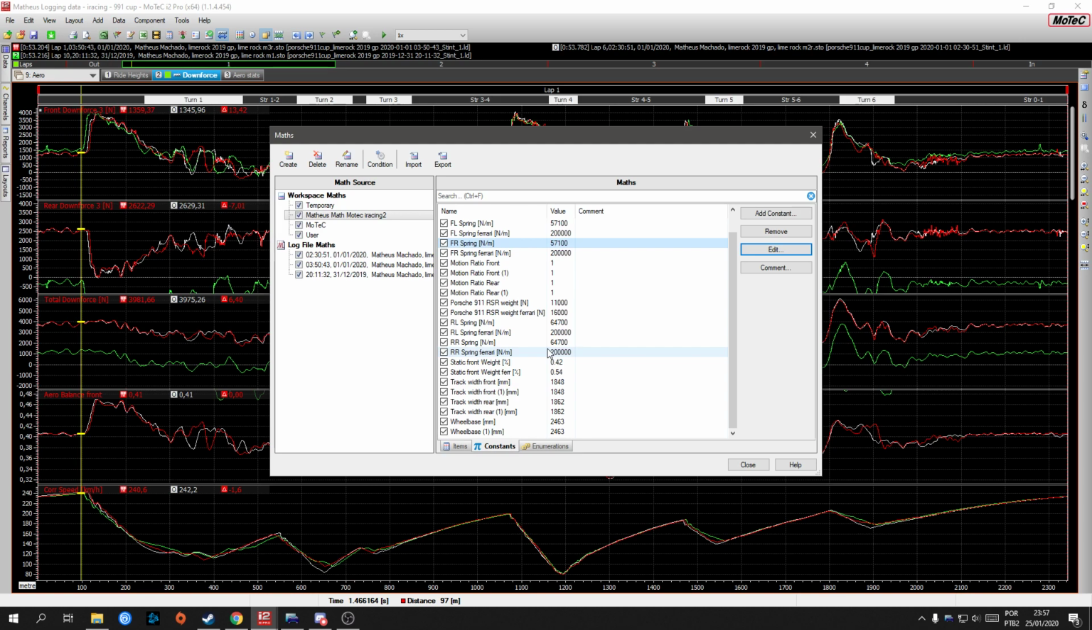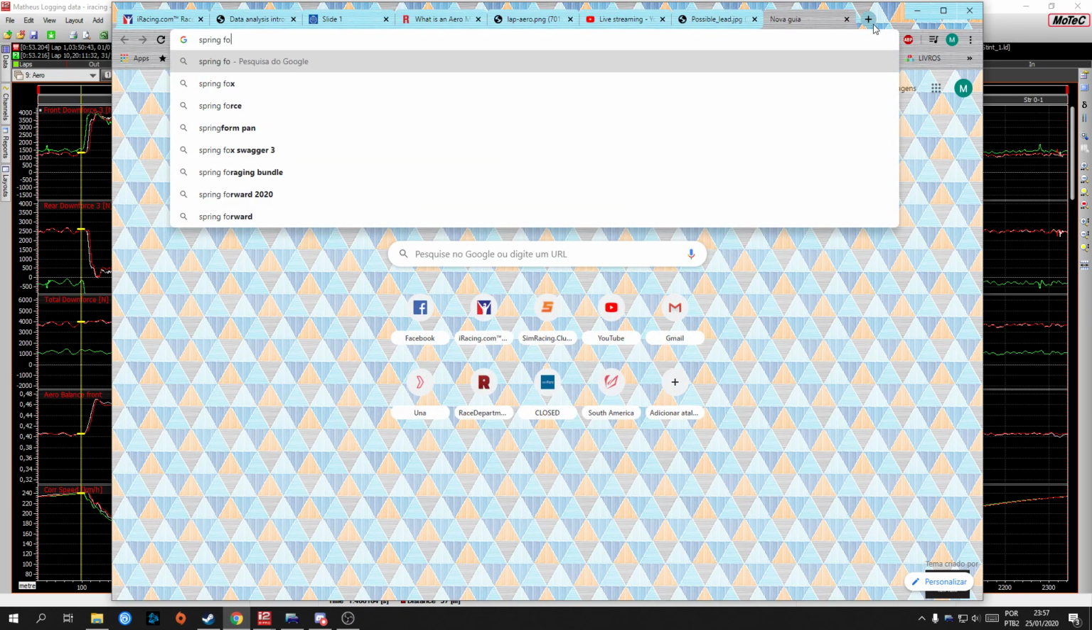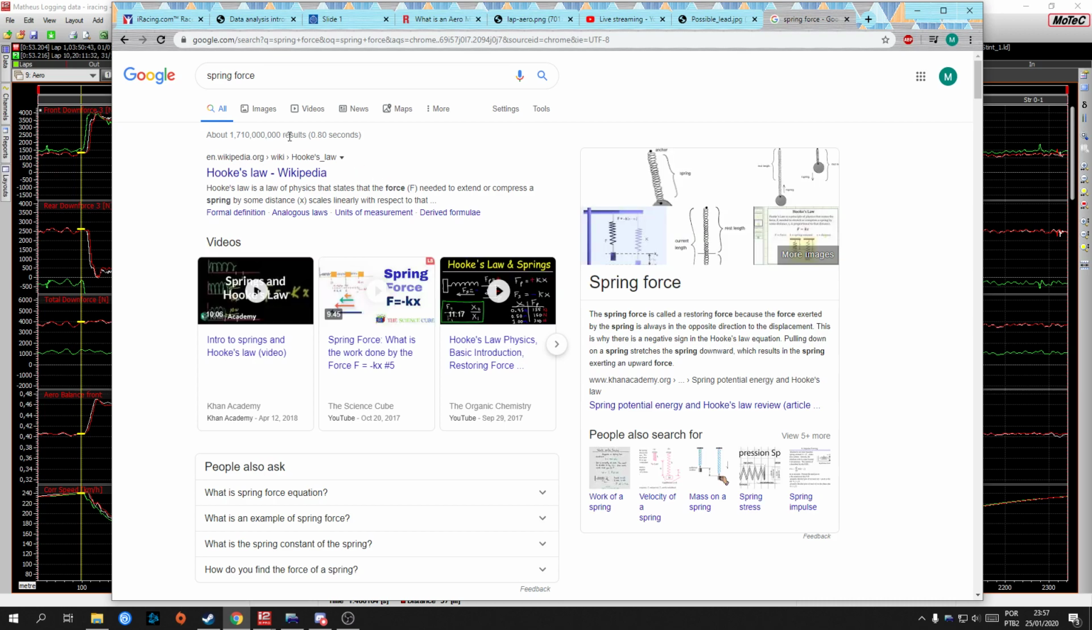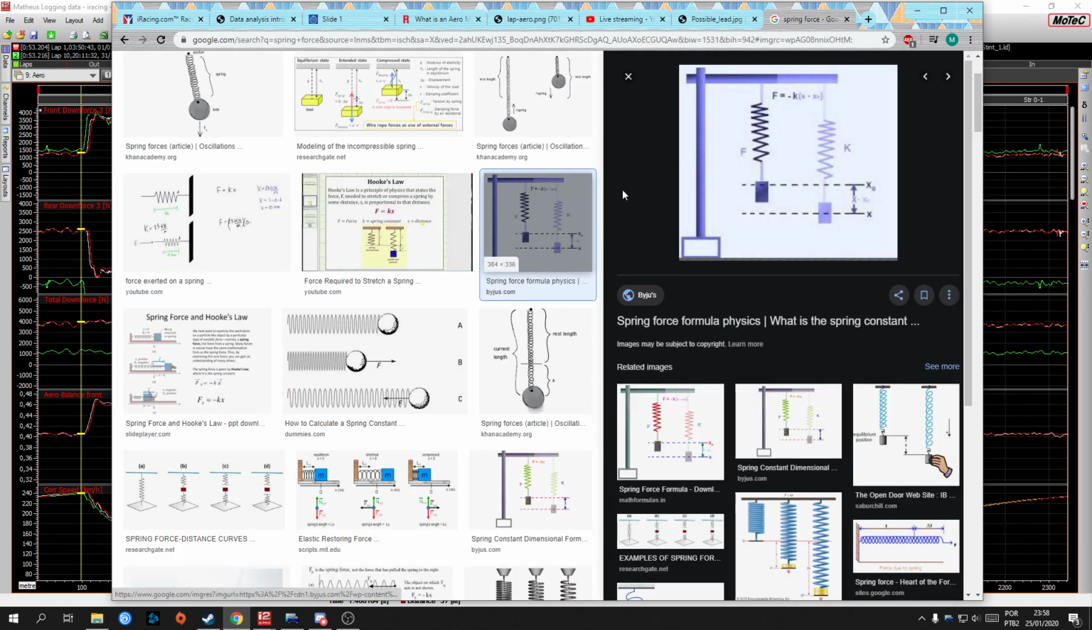But there are plenty of ways to see what spring rates you're running. You can use the formula for a spring, which is spring force. Let's go to Google. So yeah, Hooke's law, which is the force of the spring will be equal to its movement times the coefficient of the spring.